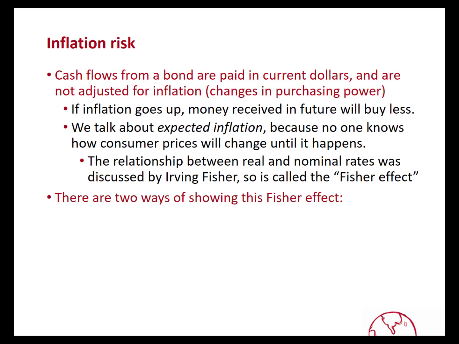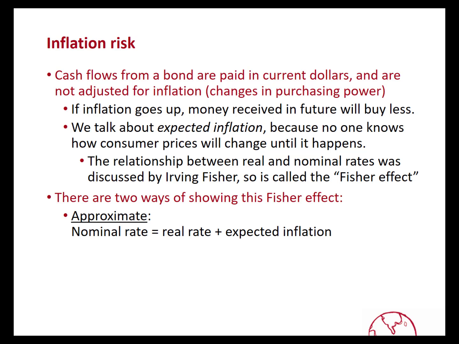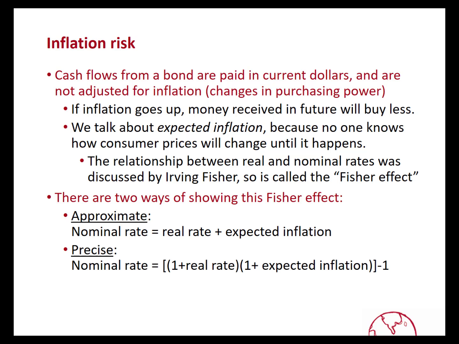There's kind of a simple way to show this and a more sophisticated way. The simple way is basically to say that the nominal rate, or the rate that we observe on any given day, is actually made up of an unobservable real rate and expected inflation. So it's the sum of those two. More precisely, what this means is that the nominal rate is actually 1 plus the real rate times 1 plus the expected inflation rate, minus 1. That takes into account that inflation is compounding.